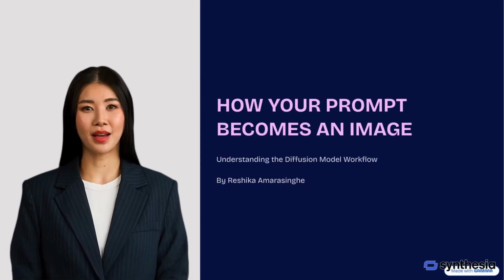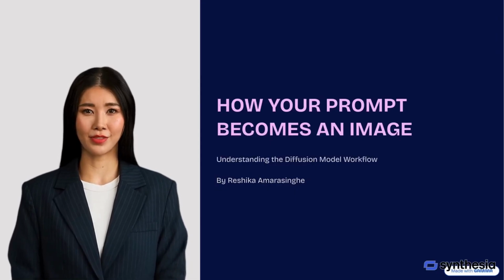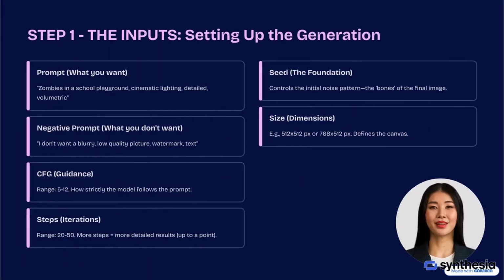Alright, now I will explain how a text prompt becomes an image through diffusion models. First, in step 1, the model needs some basic inputs. The prompt itself, a negative prompt to tell what we don't want, CFG value, the number of steps, seed, and image size. These act like the foundation and settings for the generation. Usually we give the prompt and a negative prompt, and the diffusion model decides what the other values are.